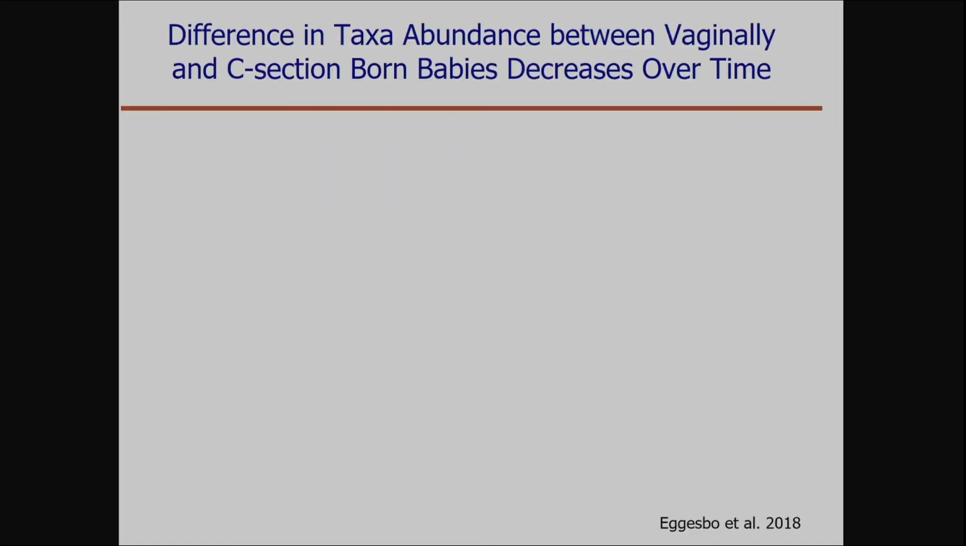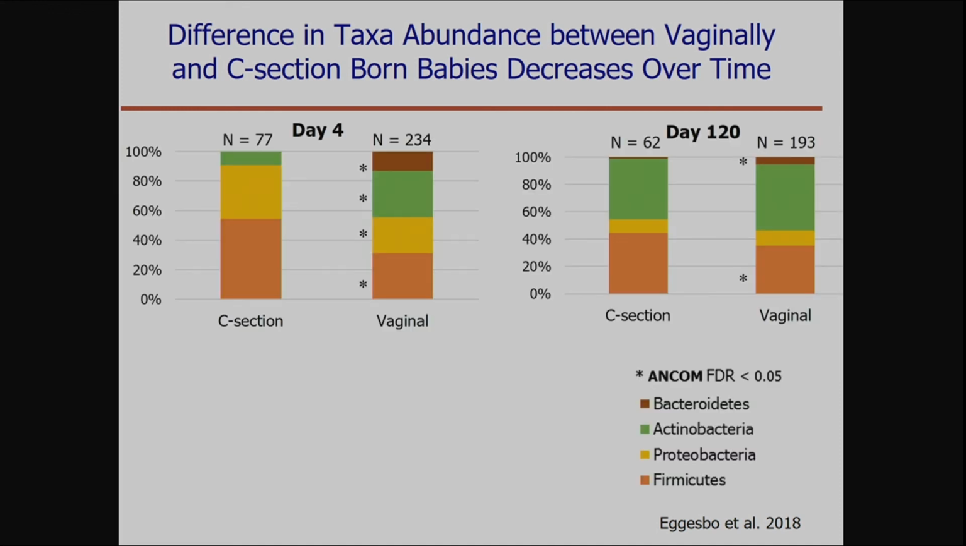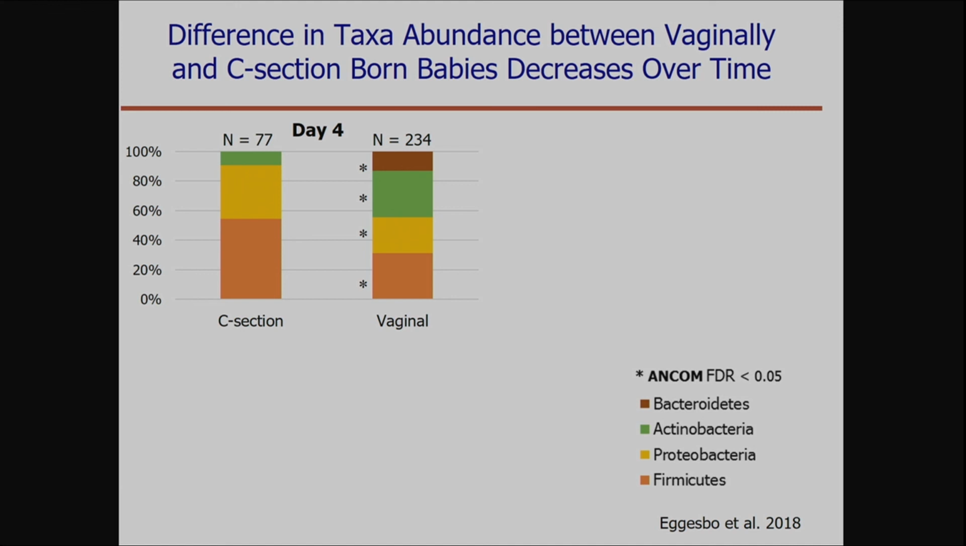I think I'll just provide one analysis of a study with Merita's data, where we were looking at babies who are naturally born and C-section born who never received any antibiotics. So when you apply ANCOM, what we discovered is that in the first month, at day 4, the vaginally born babies are quite different from the C-section born babies in terms of those taxa, in terms of bacteroidetes, firmicutes, actinobacteria, and proteobacteria.